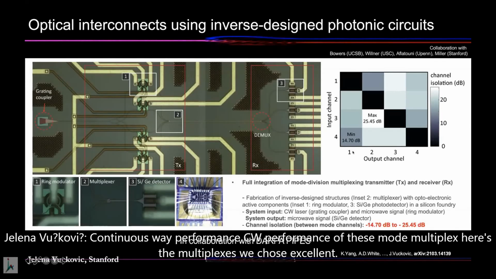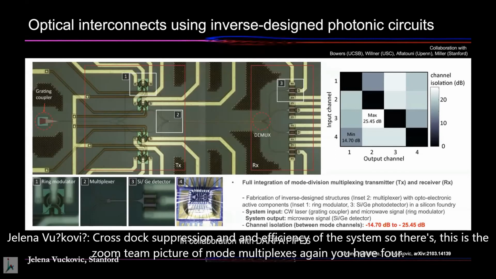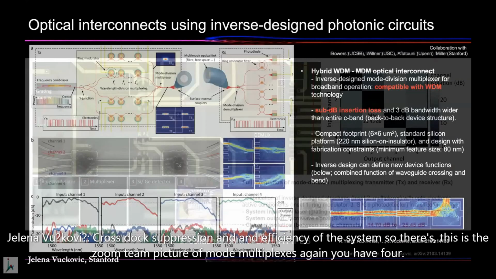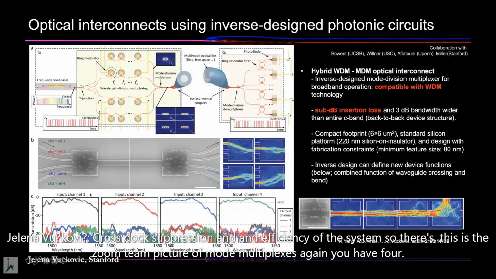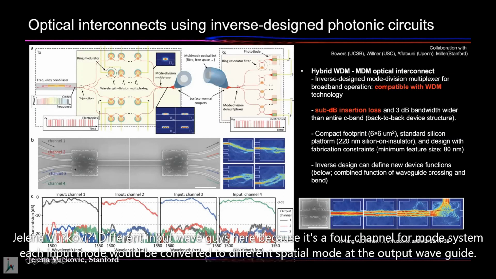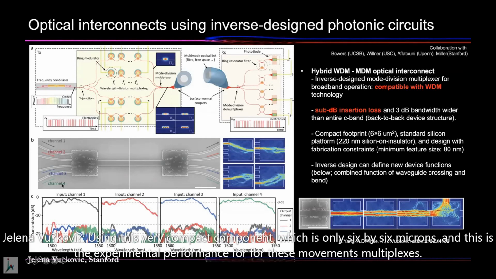continuous wave performance, CW performance of these mode multiplexers, demultiplexers, which shows excellent crosstalk suppression and efficiency of the system. So this is the zoomed in picture of the mode multiplexer. Again, you have 4 different input waveguides here because it's a 4-channel, 4-mode system. Each input mode would be converted to a different spatial mode at the output waveguide using this very compact component, which is only 6 by 6 microns.